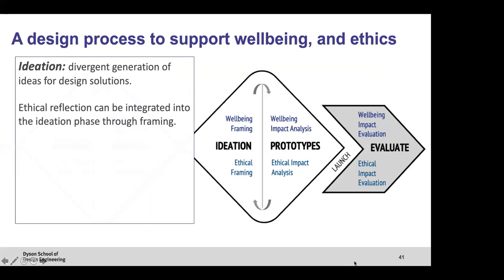This is where you again take a divergent approach, and you can try to put on the table as many design ideas as possible. In this, you can also use the well-being literature and ethical framing as a way of broadening your solution space, because you are bringing ideas, concepts, and literature on how other people have approached such ethical challenges, and trying to bring it into your specific product or possible solutions.